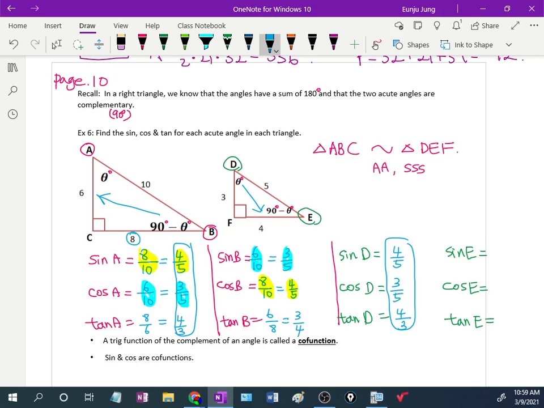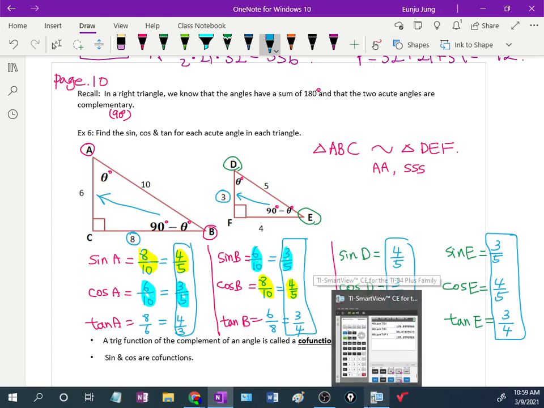Okay. All right, now let's finish sine E, cosine E, tangent E. By switching the angle, the opposite side will be swapped. So this will be 3/5, and the next one is 4/5, and tangent is 3/4. So this ratio is the same as the ratio from the similar triangle, okay? So that is what we observed.